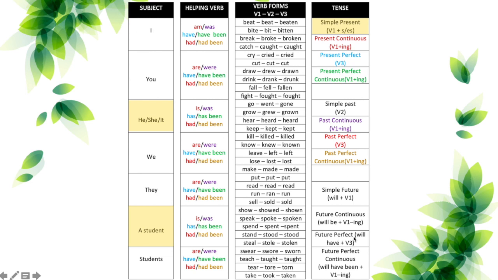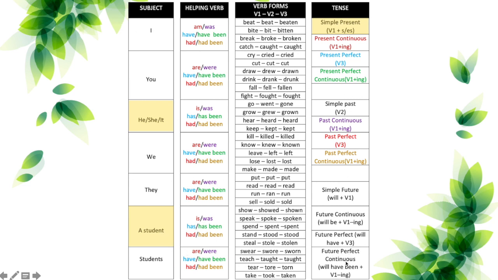Future perfect, will have plus V3 form. What is the V3 form of break? It is broken. So I will have broken, you will have broken, he will have broken, she will have broken, it will have broken, we will have broken, they will have broken, a student will have broken, and students will have broken.